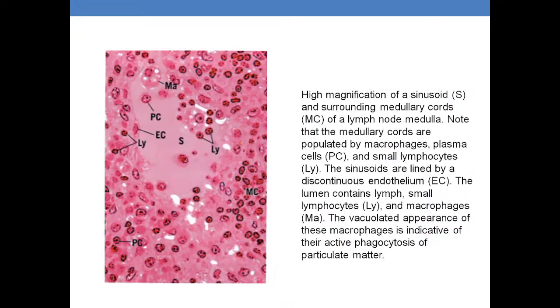High magnification of a sinusoid and surrounding medullary cords of a lymph node medulla. Note that the medullary cords are populated by macrophages plus plasma cells and small lymphocytes. The sinusoids are lined by discontinuous endothelium. The lumen contains lymph, small lymphocytes, and macrophages. The vacuolated appearance of these macrophages is indicative of the active phagocytosis of particulate matter.